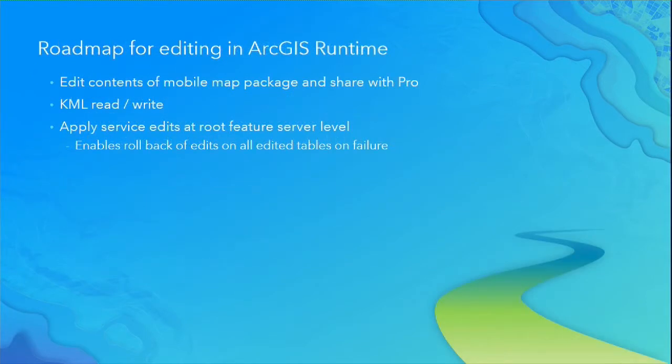So the roadmap for editing within the ArcGIS Runtime: we're looking at allowing you to edit the contents of mobile map packages that came from Pro and then share those back with Pro and integrate those edits back into your Pro workflows. Currently, the mobile map package is read-only if it's created with ArcGIS Pro. Also on the roadmap for the runtime is KML, and we're looking at allowing read and write of KML. Another workflow that we're considering is being able to apply edits at the root level of a feature server. One of the capabilities that allows is, if any of those edits fail on a specific layer, to roll back all of the edits that were applied in that transaction.